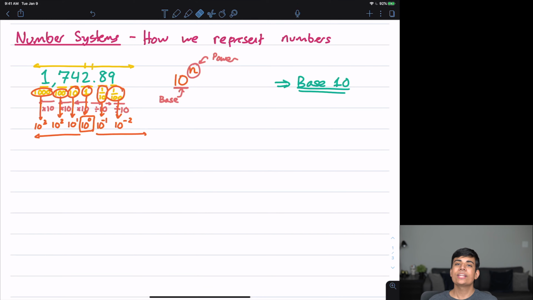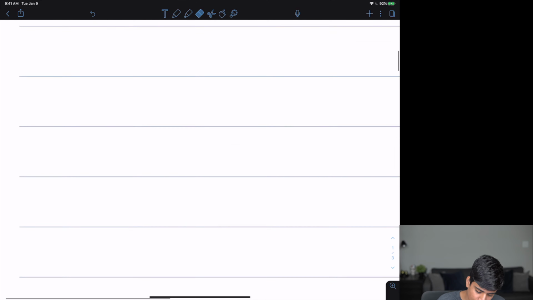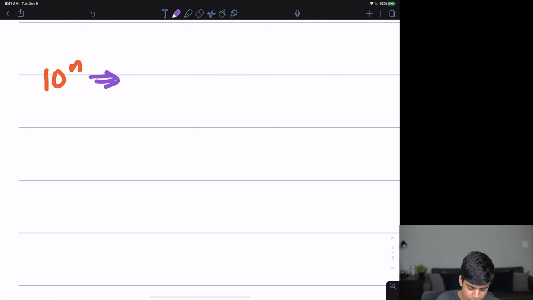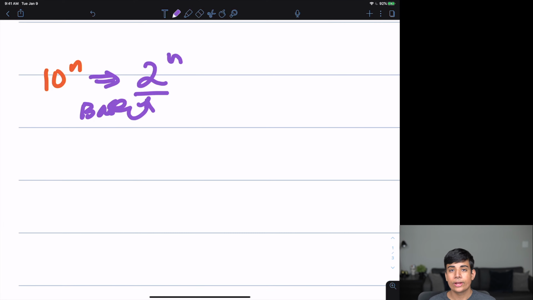But what happens if I change the base of each of the different places? So let's say I just take a random number. Let's take 2, for example. I'm going to write this out. So instead of having 10^n as each of my places, I'm going to change this to 2^n, where now 2 over here, this is my base. 2 is my base right over here.